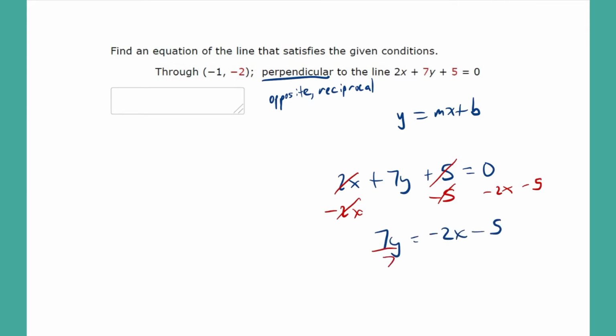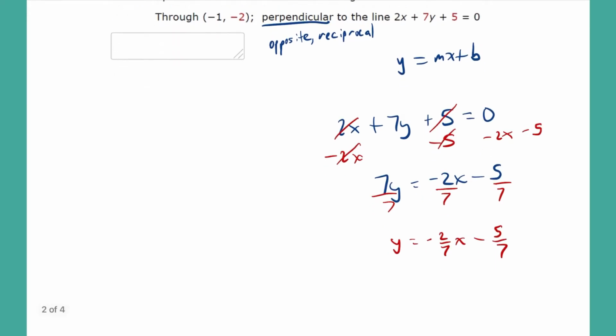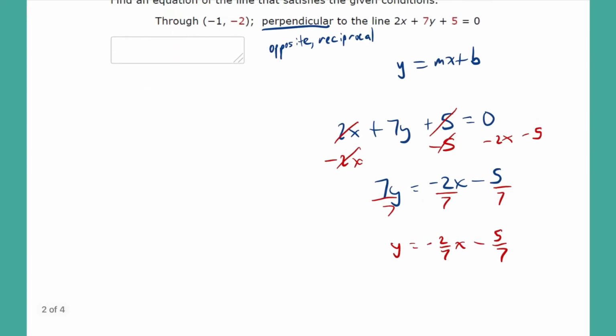Divide by 7, and there you have it. y equals -2/7 x minus 5/7. However, that's not the line that we want. We want the equation of the line that's perpendicular to this, and that goes to this point.